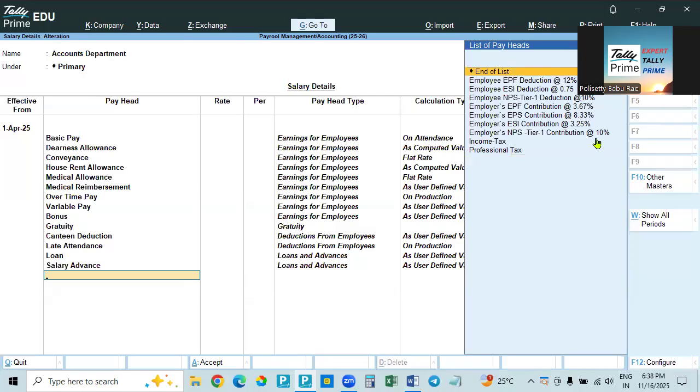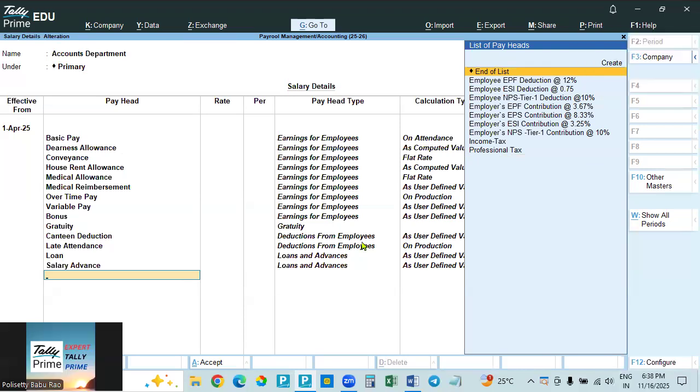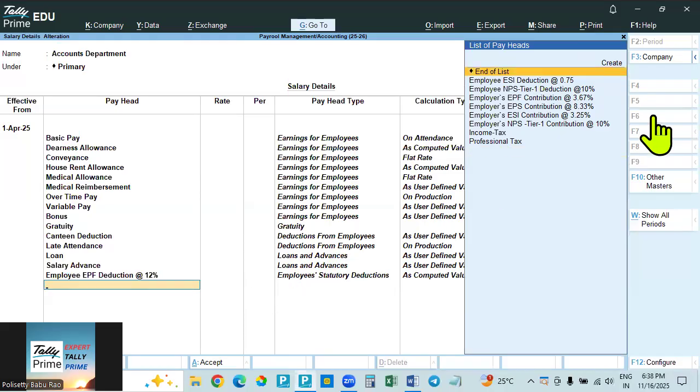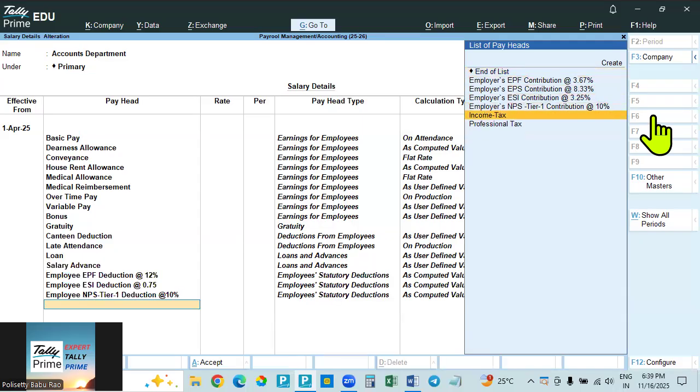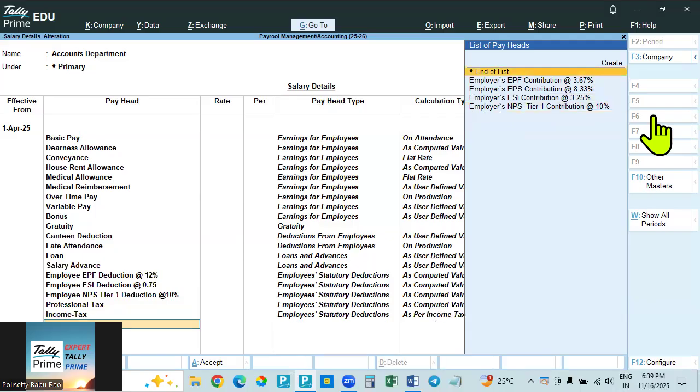Now we will take up statutory deduction. Statutory deduction is the deduction from the employee. So EPF 12%, and these will all be calculated automatically. Then ESI 0.75%, then NPS 10%. After that, professional tax will be deducted, and also income tax. This will be deducted as per the income tax slab, as per the computed value, which will be computed automatically.